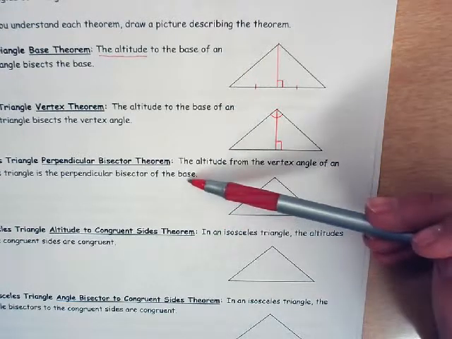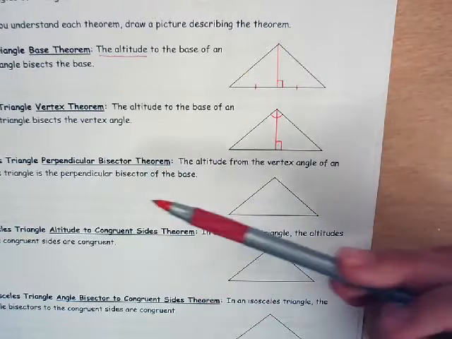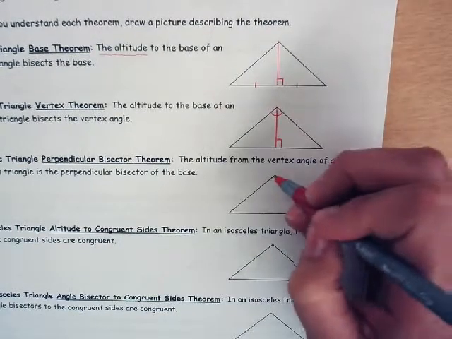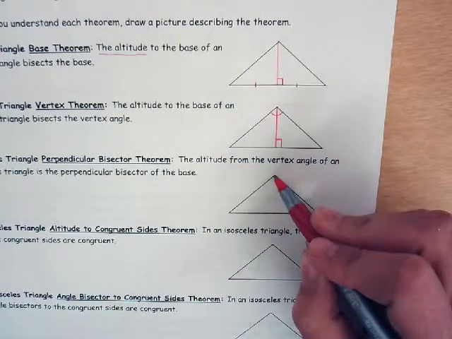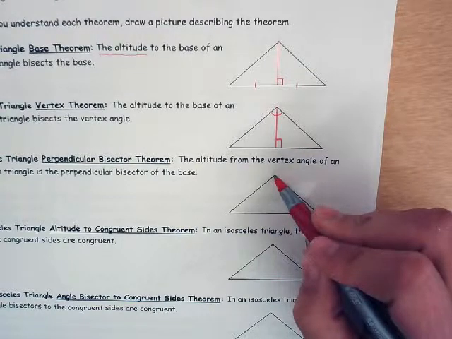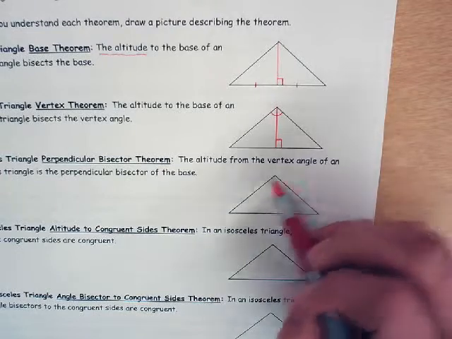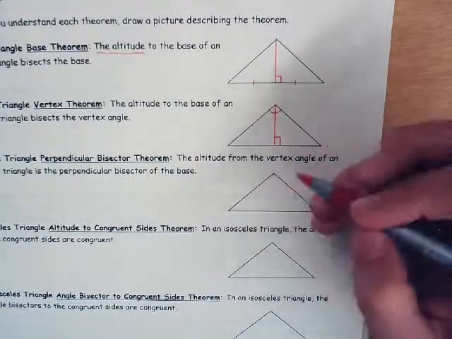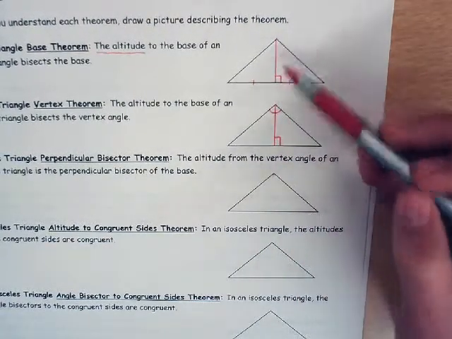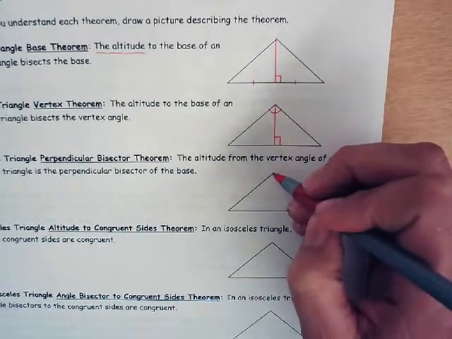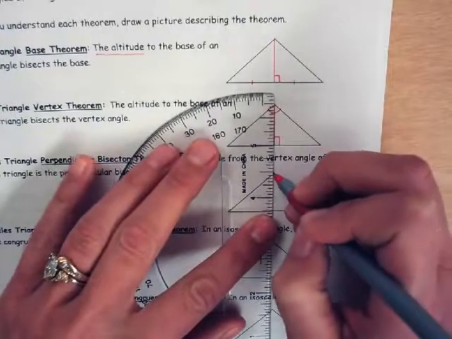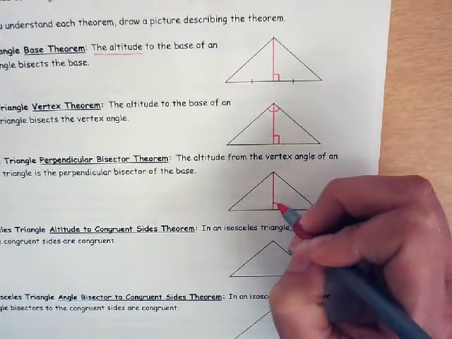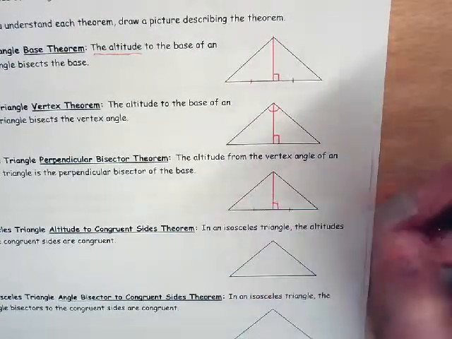The third theorem says the isosceles triangle perpendicular bisector theorem. The altitude from the vertex angle of an isosceles triangle is the perpendicular bisector of the base. All of those words are really just saying that this is the same line that we drew here and here. We drew the perpendicular bisector. So if we draw this perpendicular line right here, it's actually called the perpendicular bisector. So if we put all those together, it cuts the base in half and cuts the angle in half.